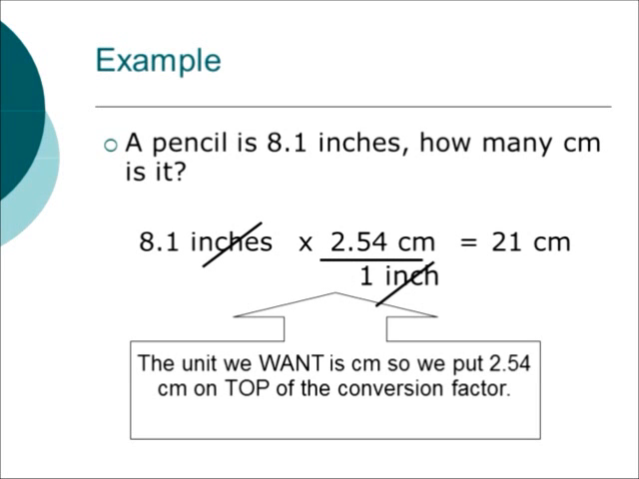So here's another example, right? A pencil is 8.1 inches. How many centimeters is that? Now I've got to flip it around. I've got the inches up here, so I need to put inches on the bottom. So 8.1 times 2.54 centimeters divided by 1 inch. That gets rid of the inches, and now all I'm left with is centimeters. Do the math, 21 centimeters. That's pretty straightforward. Those are easy, just one-step equations.